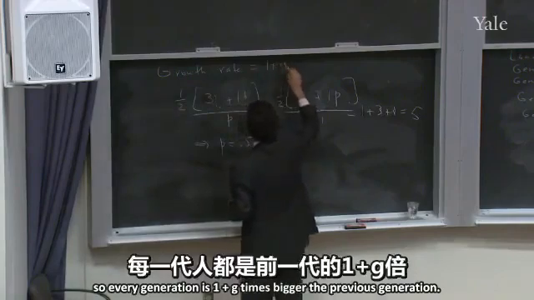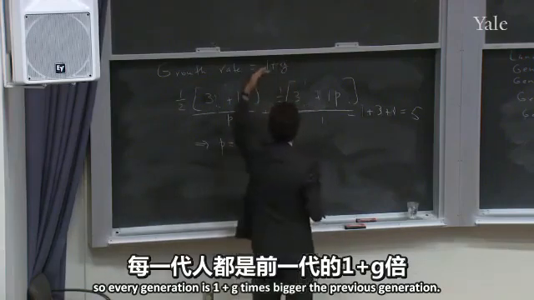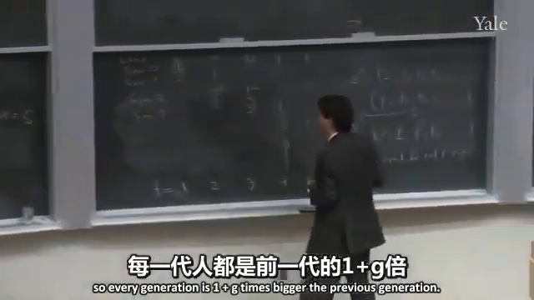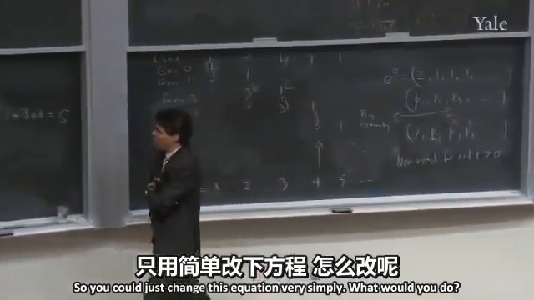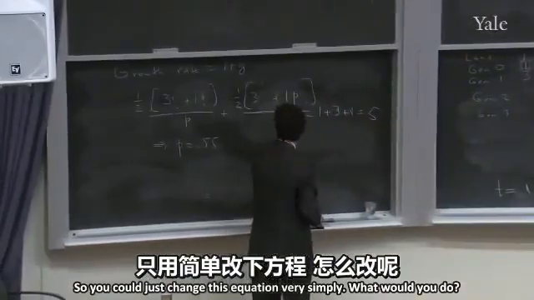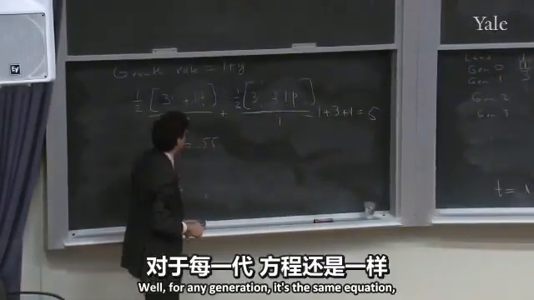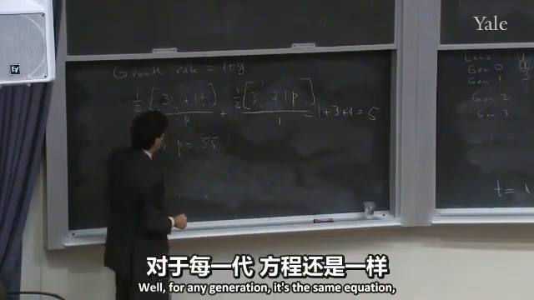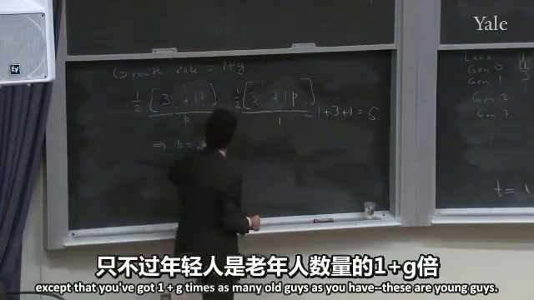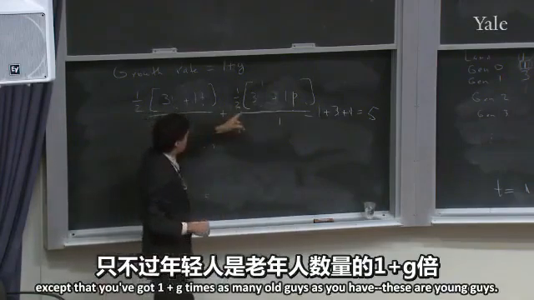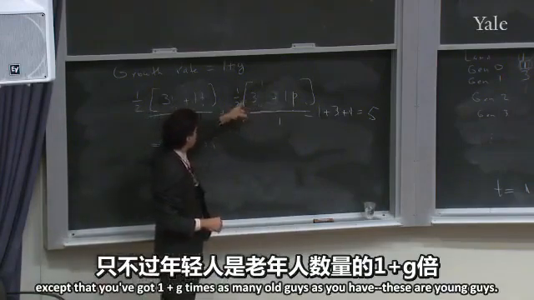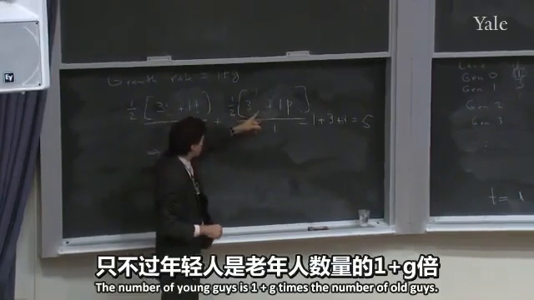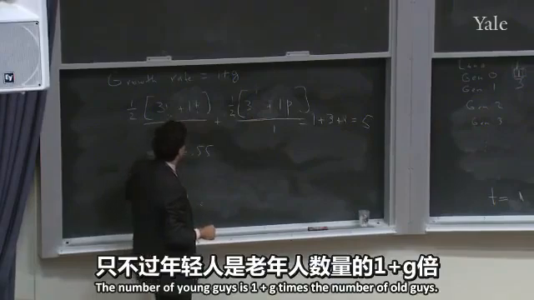So 1 plus g. The growth rate is g, and so every generation is 1 plus g times bigger than the previous generation. So you can just change this equation very simply. What would you do? Well, for any generation, it's the same equation, except that you've got 1 plus g times as many young guys as you have old guys. The number of young guys is 1 plus g times the number of old guys.